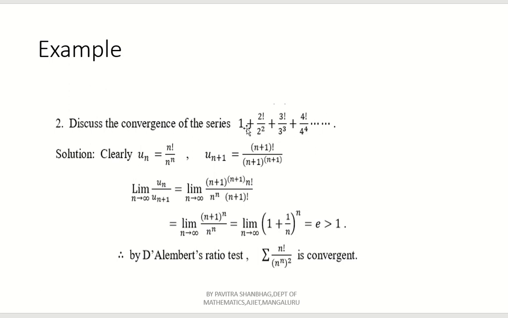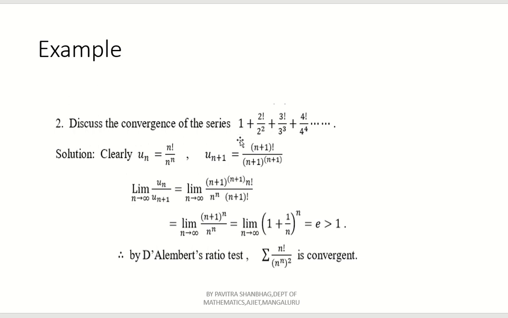Now look into the numerator as well as the denominator. Here it goes on increasing, right? Steadily it is increasing term by term. Similarly in the denominator case also the same. It goes on increasing, right? Now first, let u_n equal to the nth term you consider. What is the nth term here?